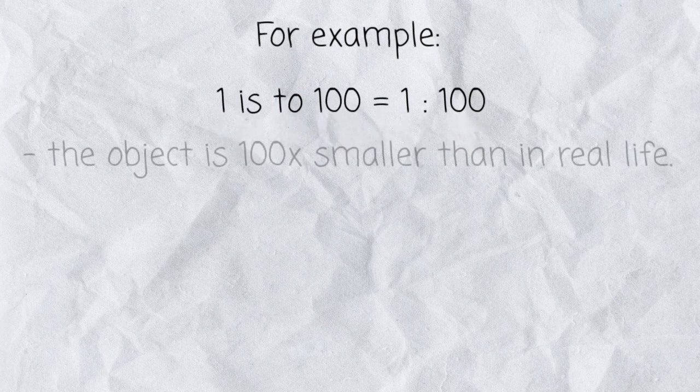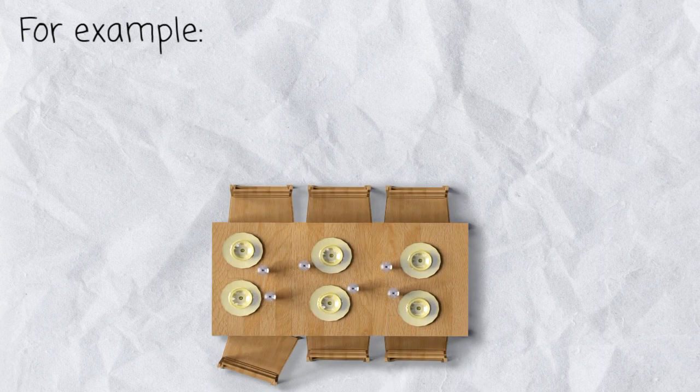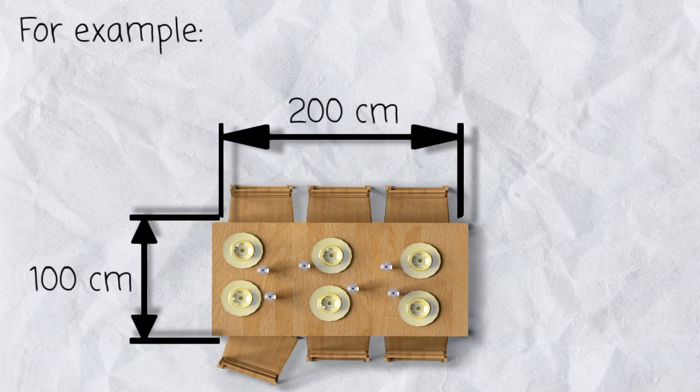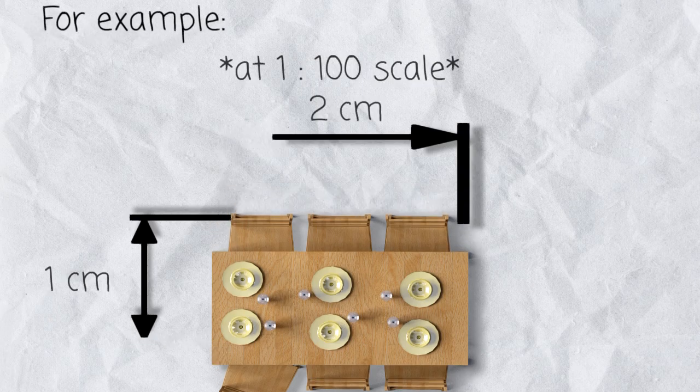A scale is shown as a ratio. For example, 1:100. At this scale, the object is 100 times smaller than in real-life scale. You could also say 1 unit in the drawing is equal to 100 units in real life. So, if we were drawing a table that measured 100 centimeters wide by 200 centimeters long, at a scale of 1:100, you would draw the table 1 centimeter wide by 2 centimeters long on your piece of paper.